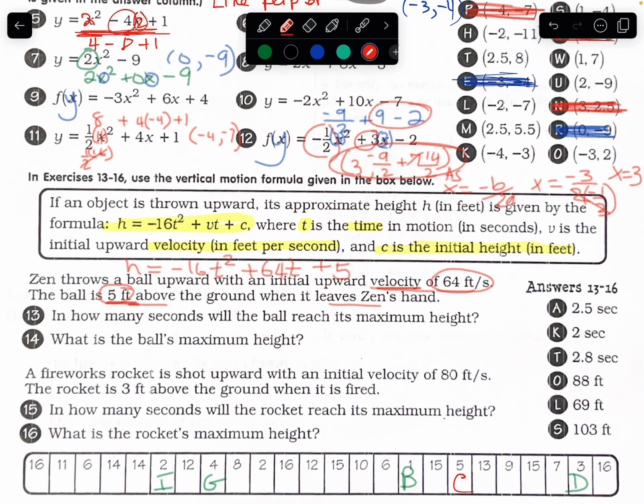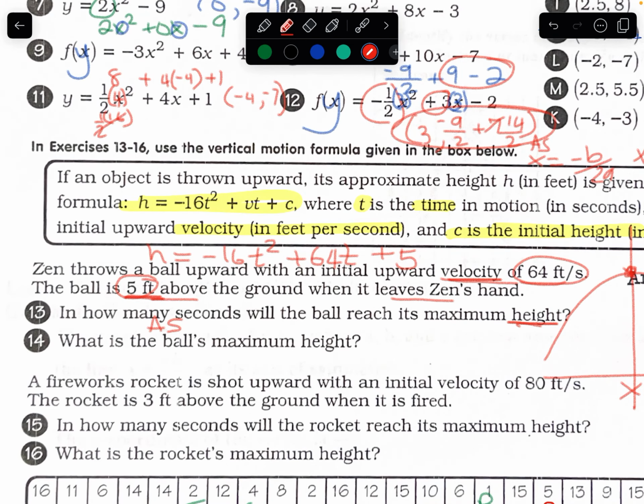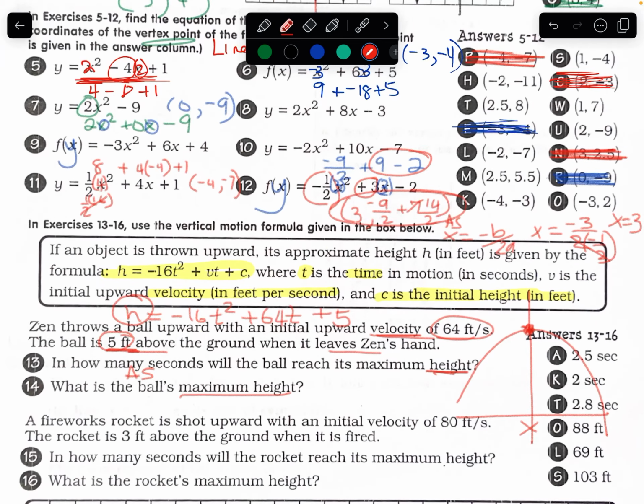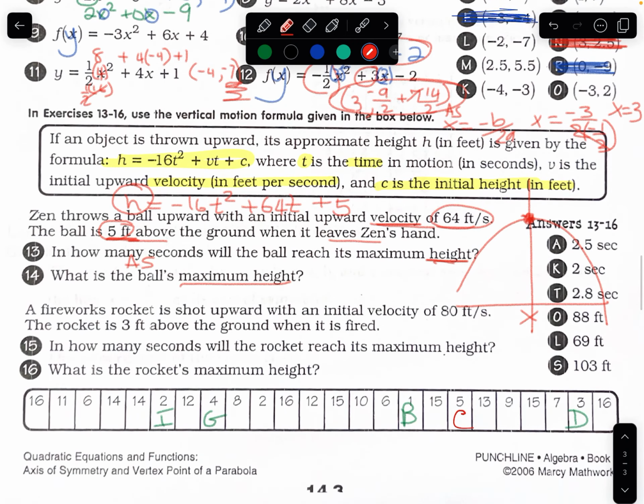And then you answer this. How many seconds will the ball reach the maximum height? So if we throw a ball, it goes like this. When will it hit the maximum height? So the time right there, the x. So you need to find your axis of symmetry. This is your axis of symmetry. And then what is the ball's maximum height? That's when you find H. You find this answer right there. Same thing with this one.